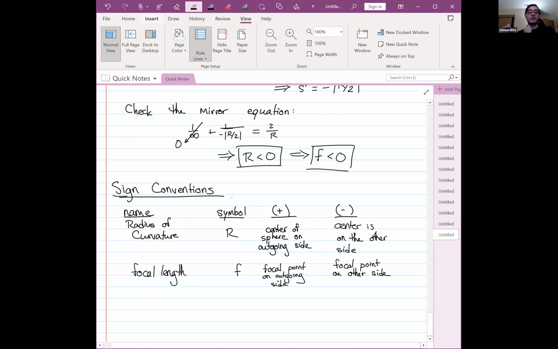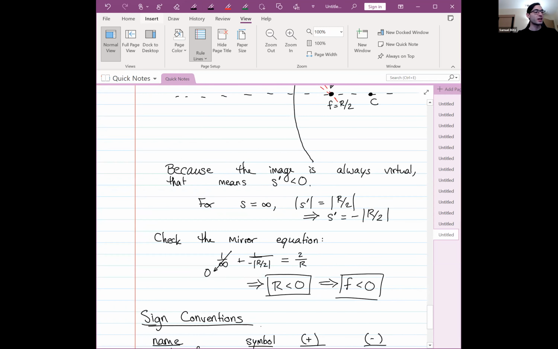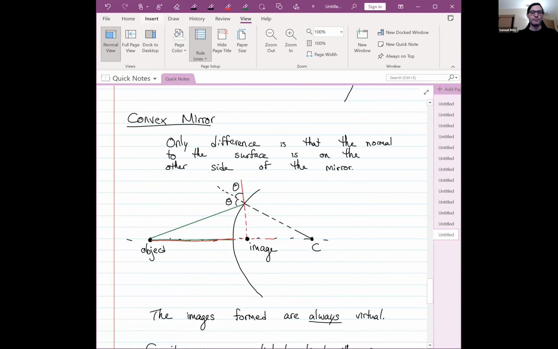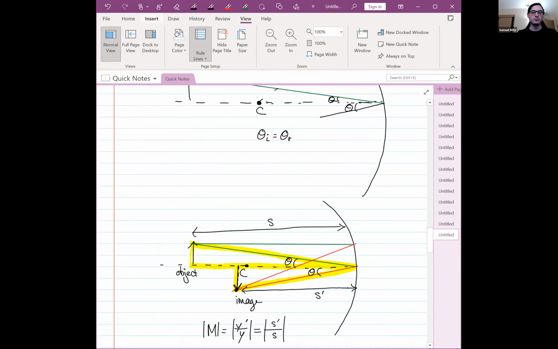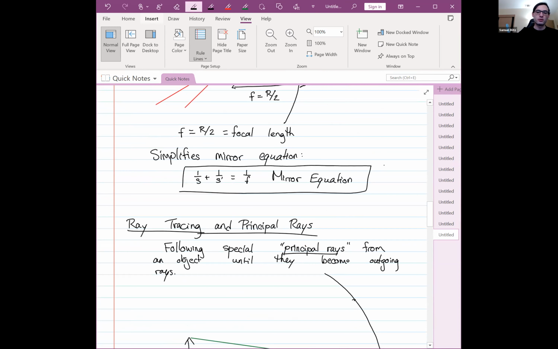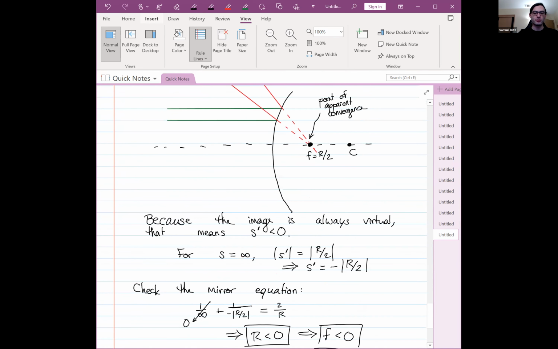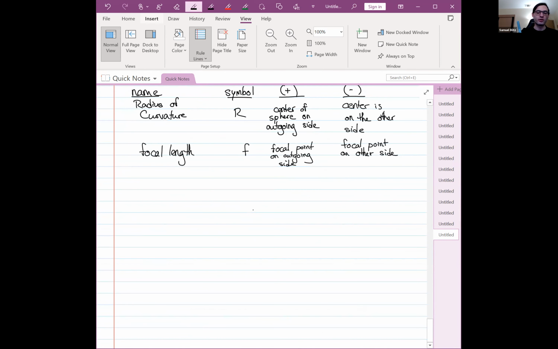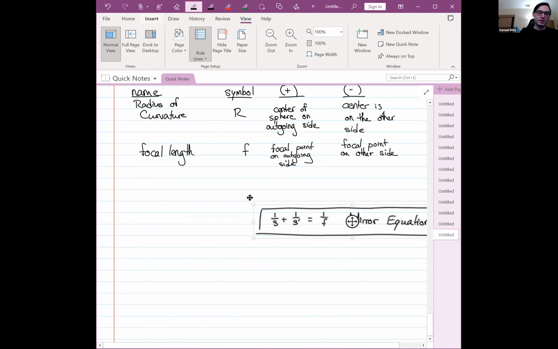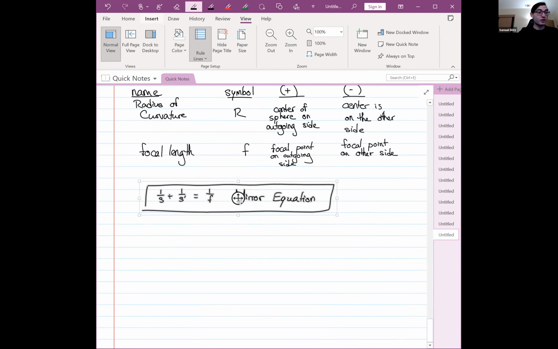And using those sign conventions, now we can use the same formula for both convex and concave mirrors. The only thing that changes is the sign that you have for F or R, if you're using the version that has R, it just differs by a negative sign. So F is just a number that happens to be negative for a convex mirror.